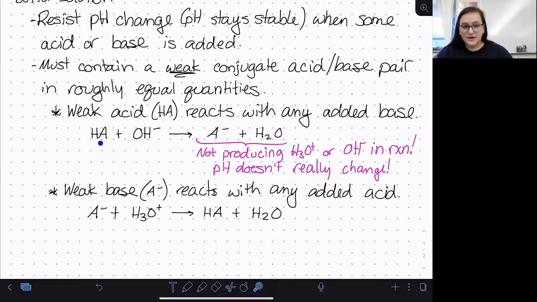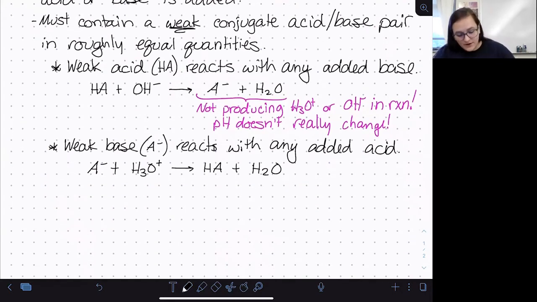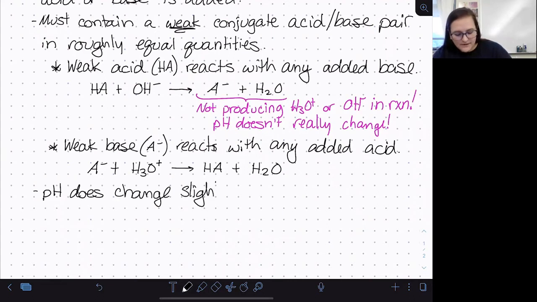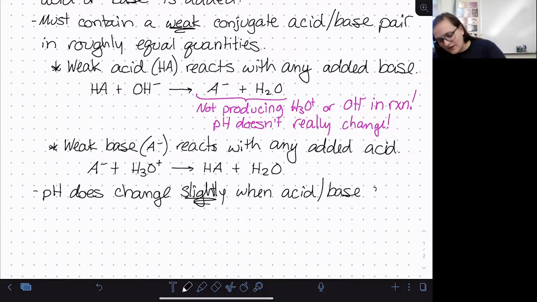And all you're really doing is converting acid to conjugate base or converting base to conjugate acid, but you're not really affecting the hydronium and hydroxide concentrations significantly. So your pH does change very slightly when acid or base is added. But it takes a lot, as you saw in the demonstration, to cause a really significant pH change.